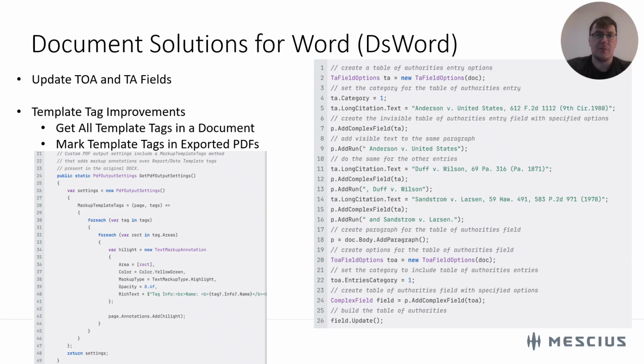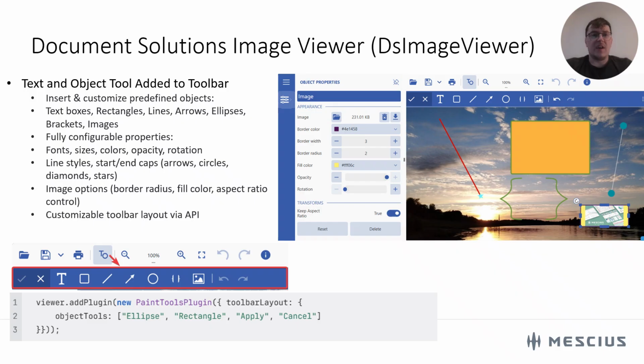the final PDF output. With the v8.2 release, Document Solutions ImageViewer introduces a text and object tool that makes it fast and intuitive to add shapes, text, and images directly into your documents. Once you click the new toolbar icon, you get a secondary toolbar for choosing the object type and a properties panel to customize it. You can insert text boxes, rectangles, lines, arrows, ellipses, brackets, and even images, each with adjustable settings like fonts, colors, opacity, and rotation.